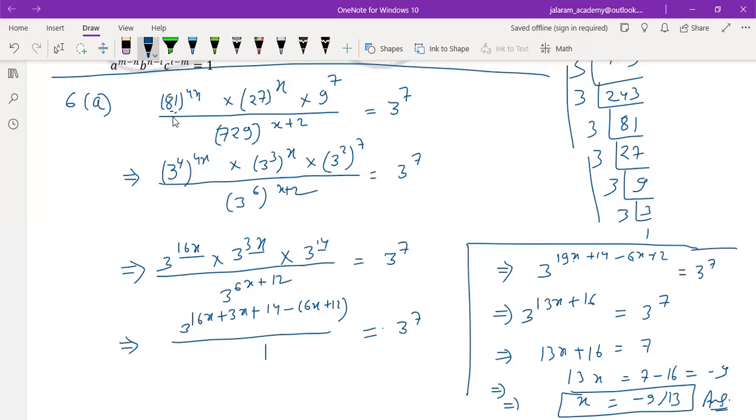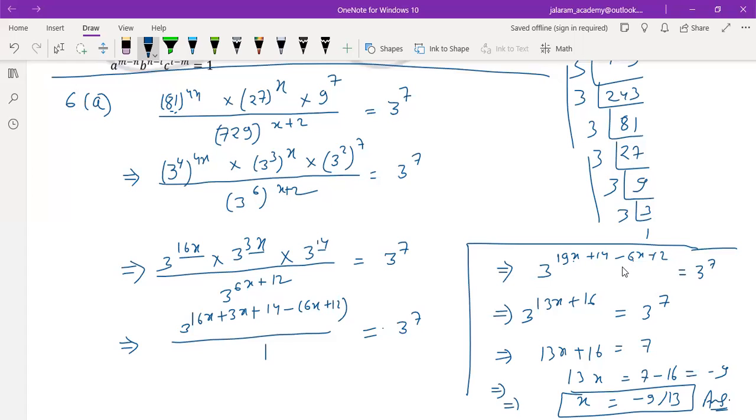81 means 3 to the power 4, correct? 4 to the power 4x is 3 to the power 16x. Then 27 is 3 cubed, so 3 cube to the power x is 3 to the power 3x, and powers are added. Then 3 squared to the power 7 is 3 to the power 14. So powers are added: 16x plus 3x plus 14, correct. Minus subtracted, 6x plus 12.